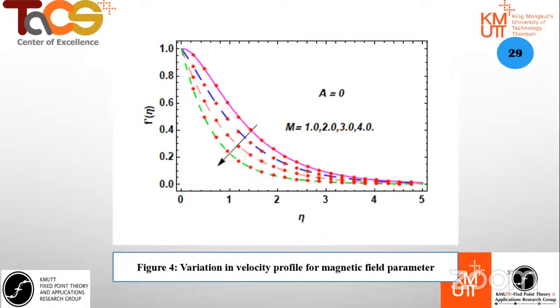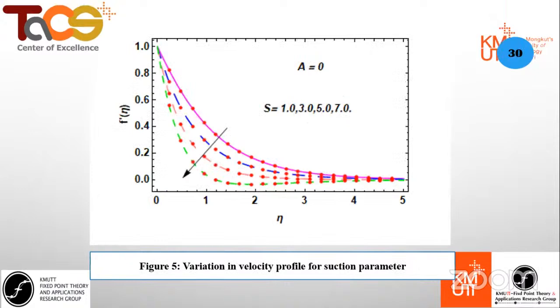Okay, next. Figure 4, variation in velocity profile for the magnetic field parameter. So actually, when we increase the magnetic parameter, it develops some resistive forces. These resistive forces are known as Lorentz forces. These Lorentz forces oppose the motion of the fluid, due to which the velocity of the fluid decreases. And from the figure, it can be seen that higher values of M decrease the velocity of the fluid. And as I explained before, we have two conditions. A equal to zero shows the no slip condition, and A greater than zero means we have some slip condition at the boundary.